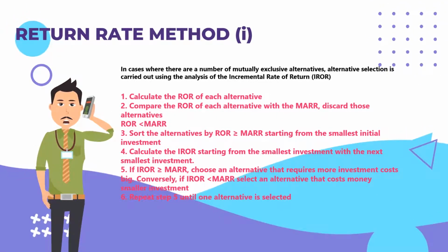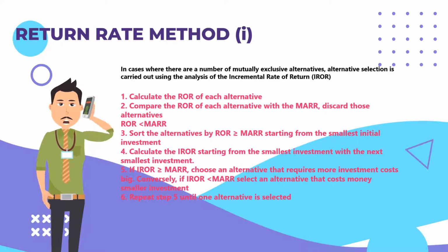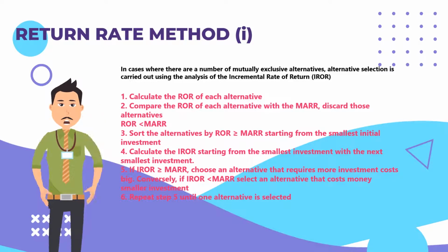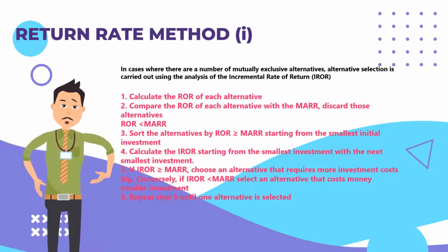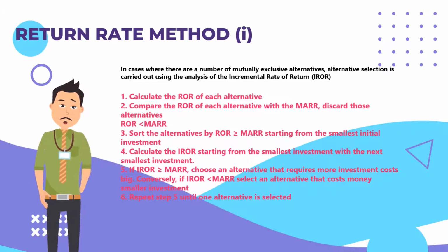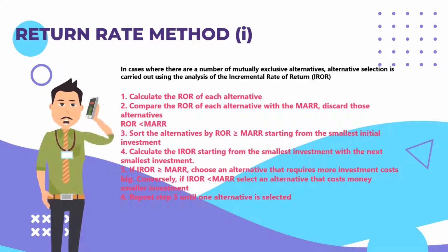The rate of return method is based on the occurrence of a balance between cash inflows and outflows. In cases where there are a number of mutually exclusive alternatives, alternative selection is carried out using the analysis of the incremental rate of return, with the following steps. 1. Calculate the rate of return of each alternative. 2. Compare the rate of return of each alternative with the minimum attractive rate of return, and discard those alternatives with a rate of return less than the minimum attractive rate of return.